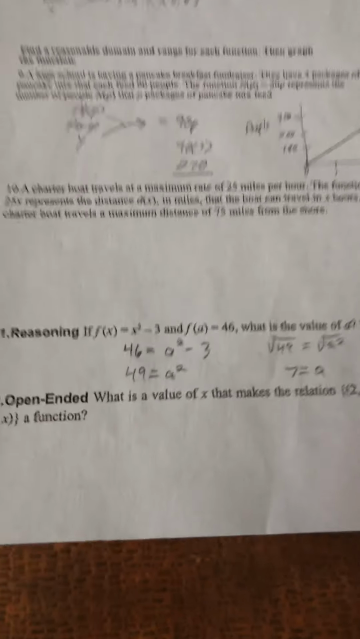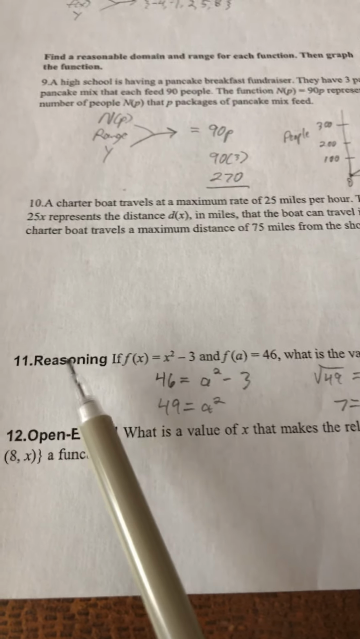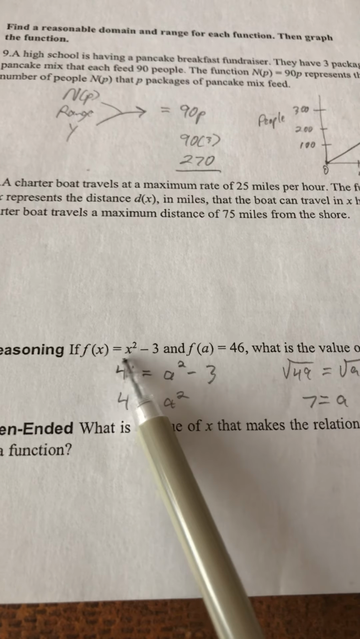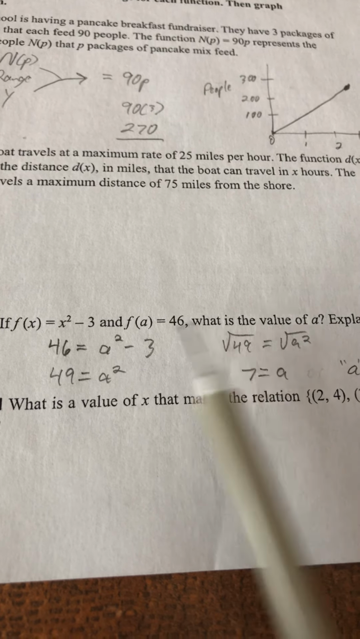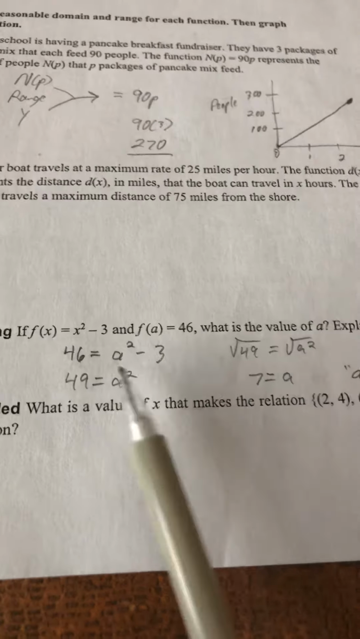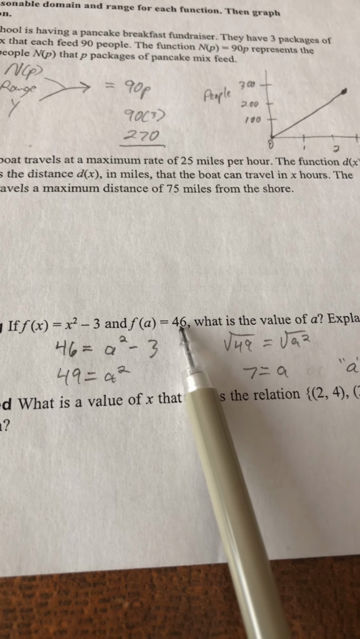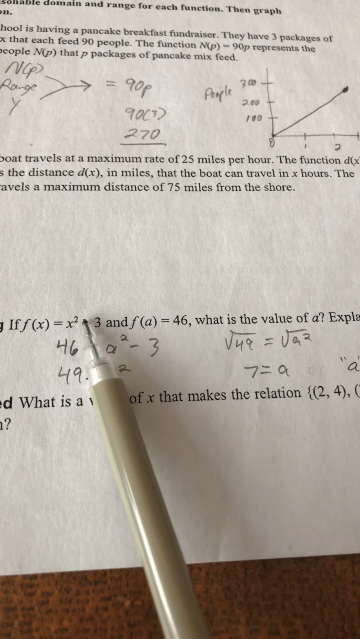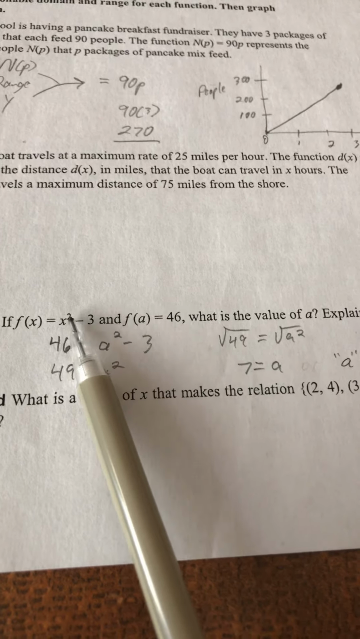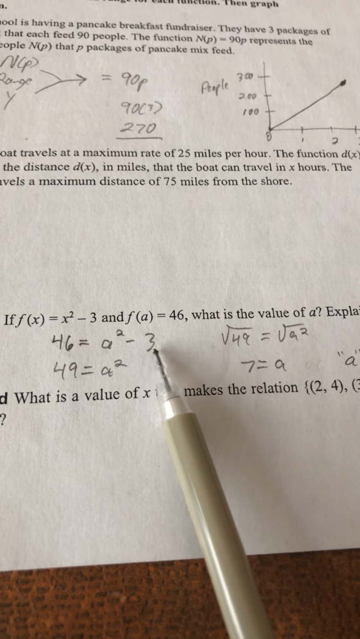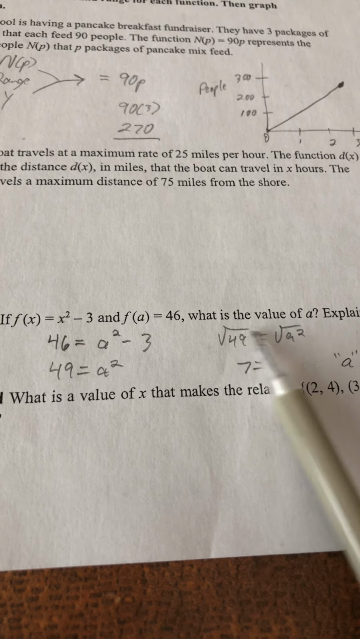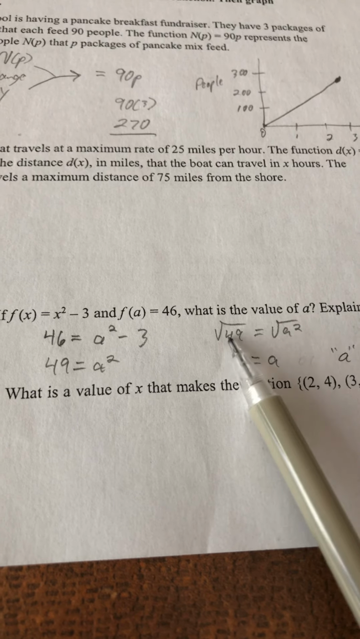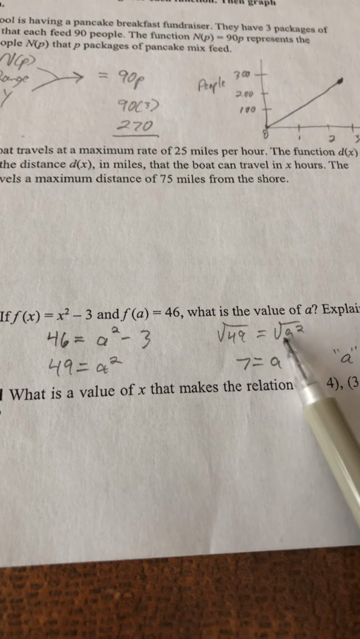All right. And then lastly, number 11, reasoning: if f of x equals x squared minus 3 and f of a equals 46, what is the value of a? You just set these two equal to each other. So I have 46 equals a squared minus 3, instead of x squared. I add 3 to both sides, so I get 49 equals a squared. I take the square root. Square root of 49 is 7. Square root of a squared is a.